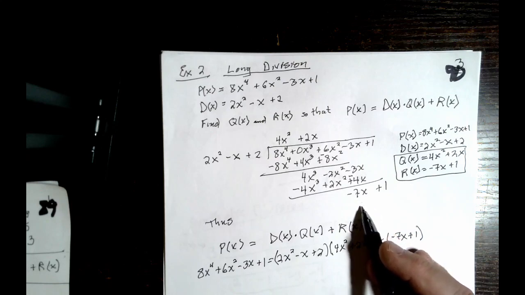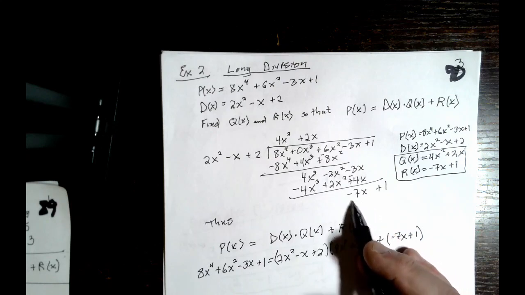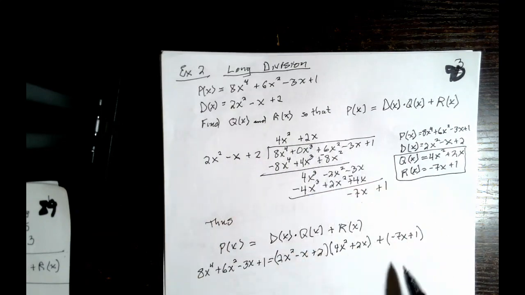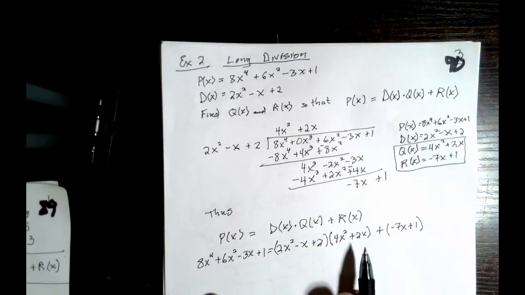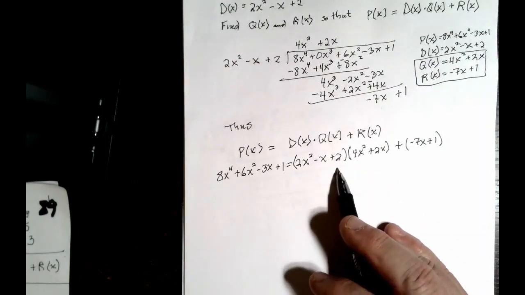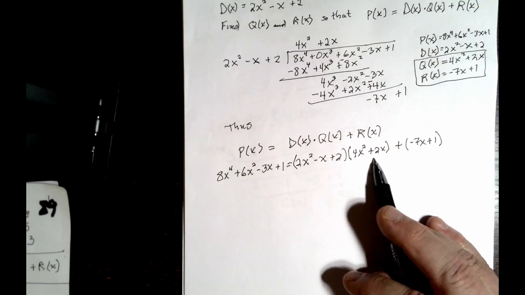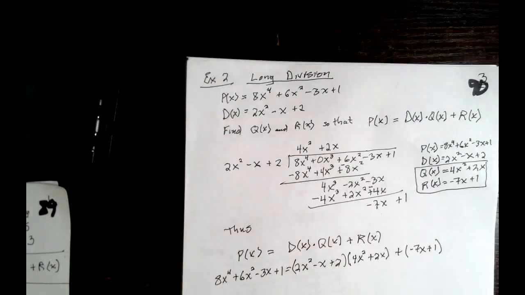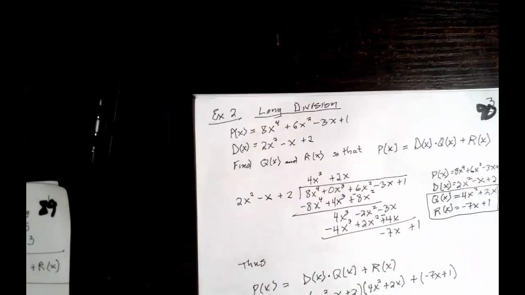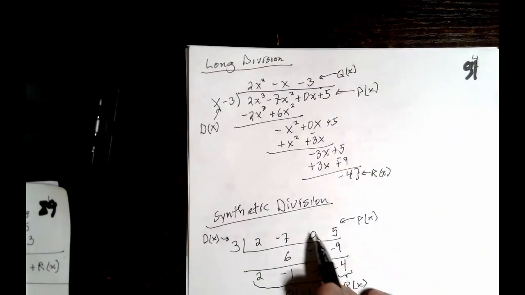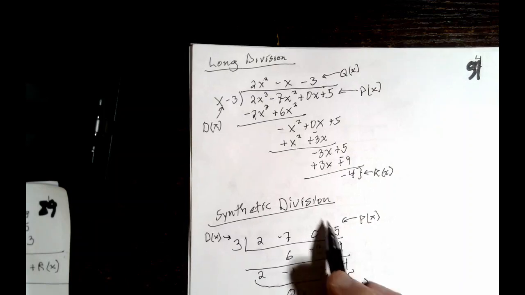Okay, so that's my remainder, and this is my quotient, my divisor, my dividend. So they're all right there. Thus, my dividend equals my divisor times my quotient plus the remainder. Okay, let's do another long division, and we'll show you synthetic division using the same problem.